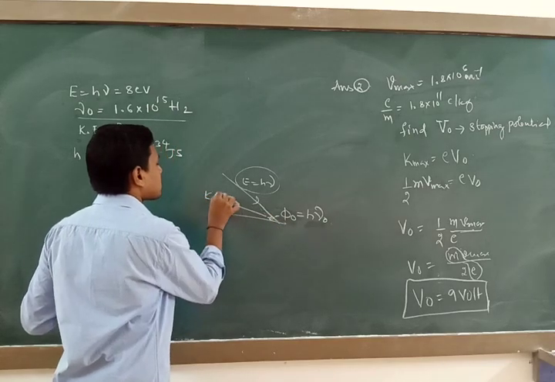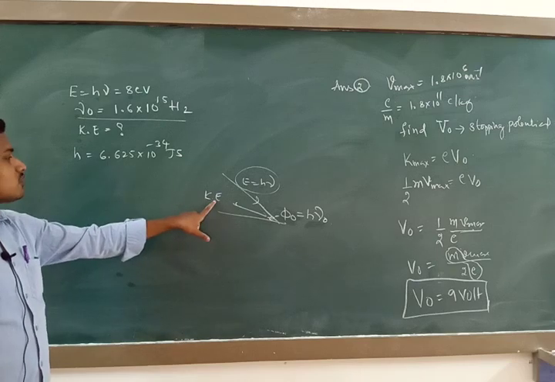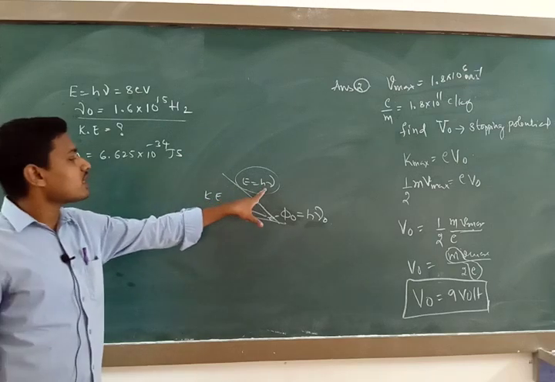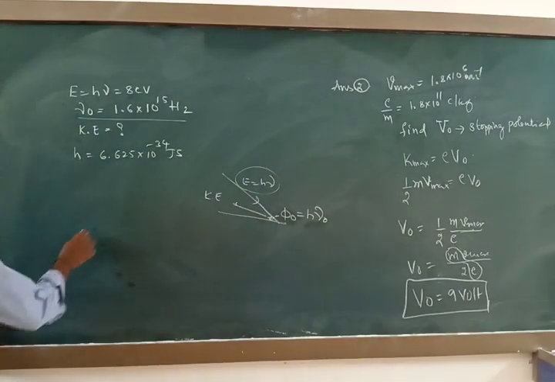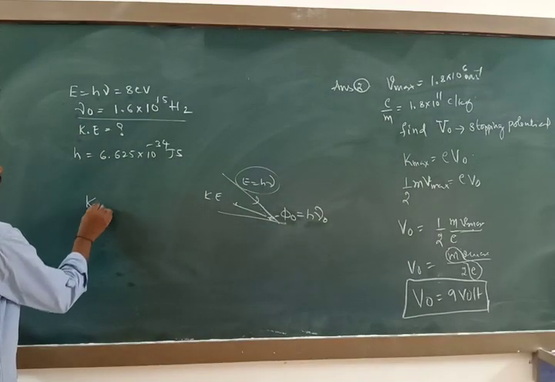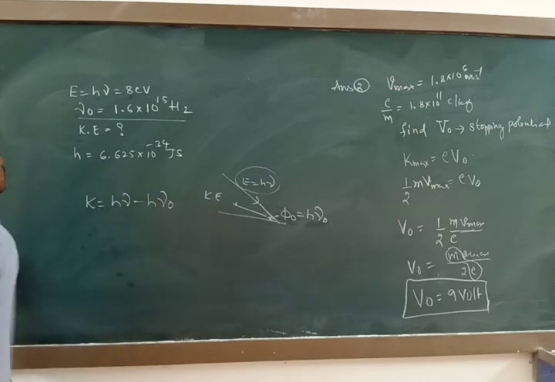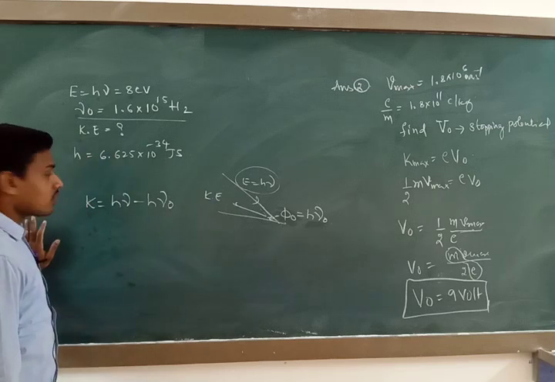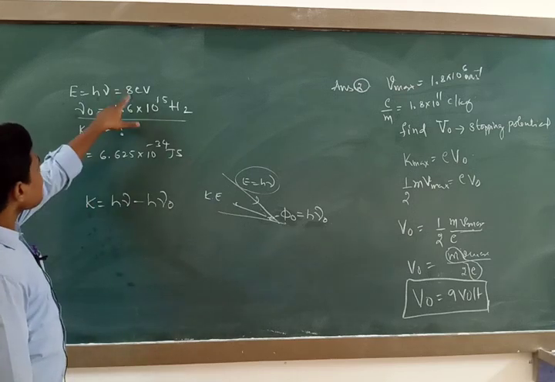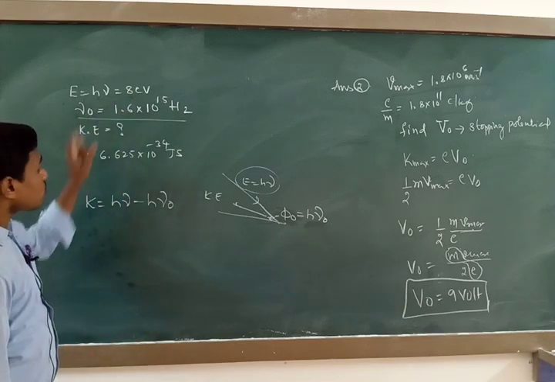So electrons are ejected, meaning they have some kinetic energy. Here is an equation which connects h nu, h nu naught and kinetic energy. Which equation? Einstein's photoelectric equation, yes or no? K is equal to h nu minus h nu naught. Obviously the question is very direct here; they are asking directly for K. H nu is 8 electron volt, I can use that. What about h nu naught? Only nu naught is known.